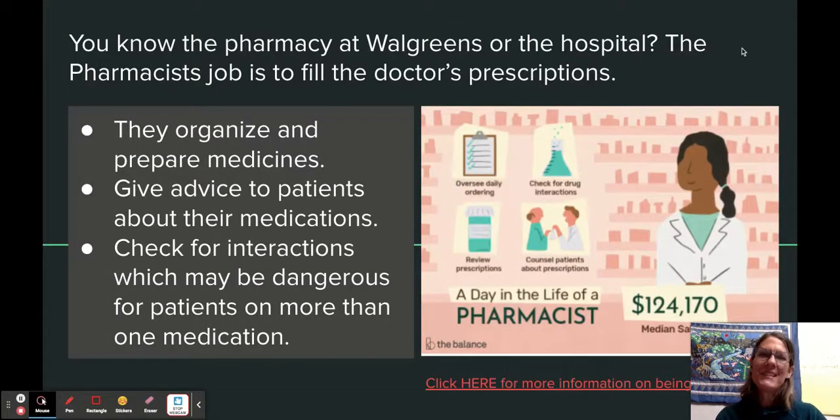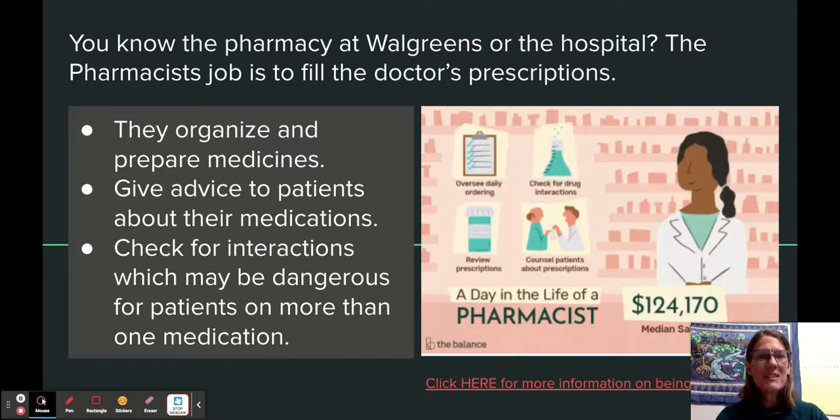You know the pharmacy at Walgreens or the hospital or maybe Target or Walmart? The pharmacist's job is to fill the doctor's prescriptions. They organize and prepare medicines. They give advice to patients about their medications. They check for interactions which may be dangerous for patients on more than one medication.